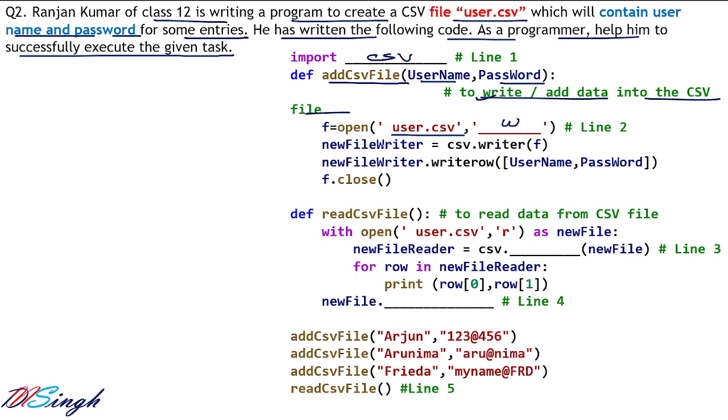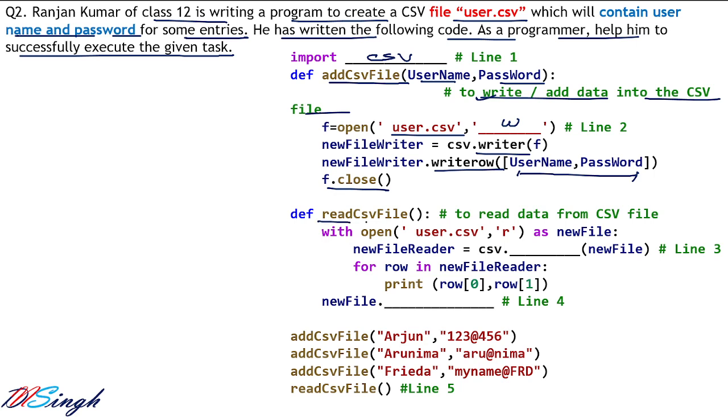to open. And then we have created an object of the writer function. As I explained in the previous slide, there is a function called writer which returns the reference to the writer object, through which we can call the writerow function, in which we can pass our record which we want to write inside the CSV file. Then we have closed the file handle we had opened for writing.